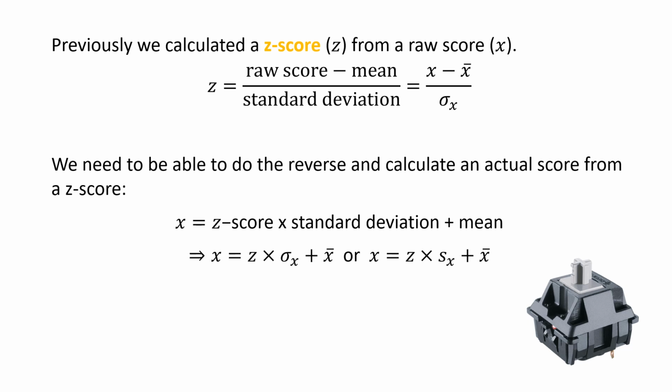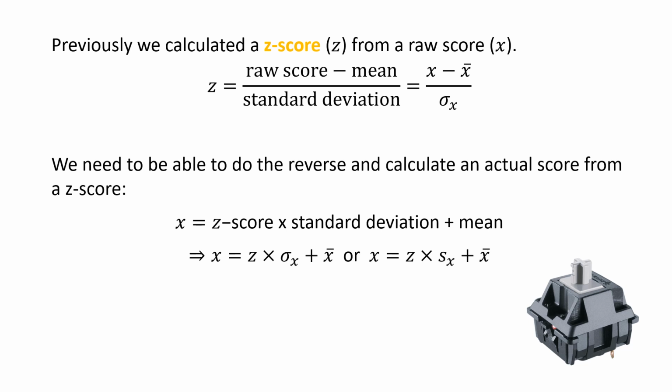mean. Now, depending on which notation you will come across, they both do the exact same thing. So where we've got z times that weird looking circle thing, that is sigma. So z times sigma x plus x bar. Or it's going to be z times s, which is also standard deviation, plus x bar. Remember that the sigma represents the population standard deviation, where s just means the sample standard deviation.